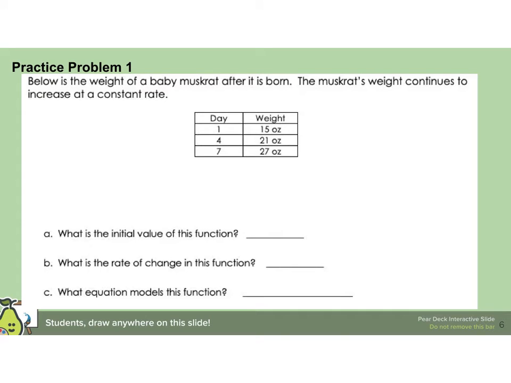Okay, so let's go ahead and annotate. Below is the weight of a baby muskrat. The weight continues to increase at a constant rate. So they're letting us know the slope is always going to be the same. So this one is pretty straightforward. It's not a huge word problem.